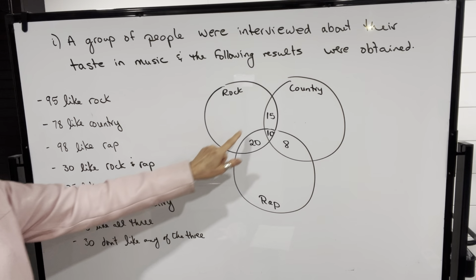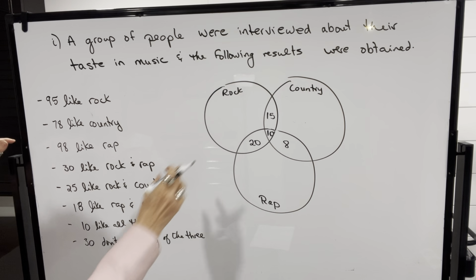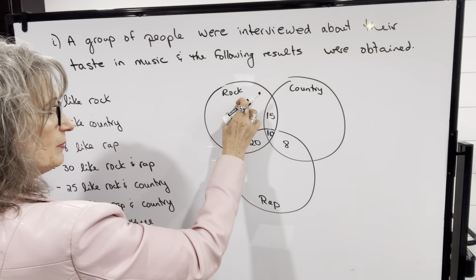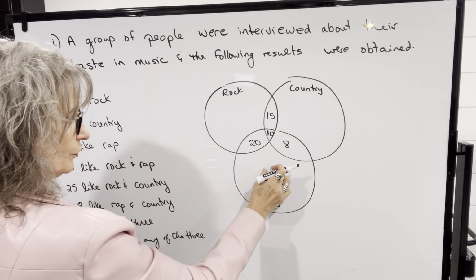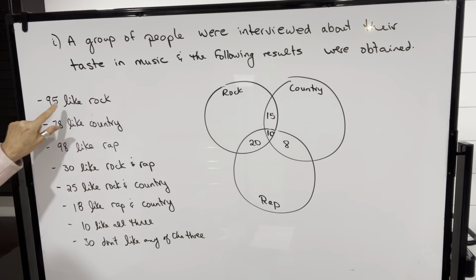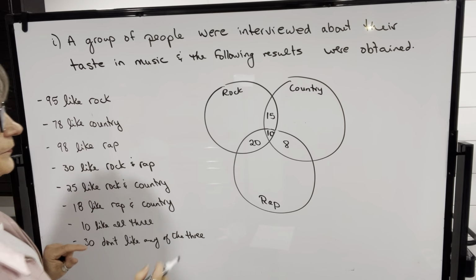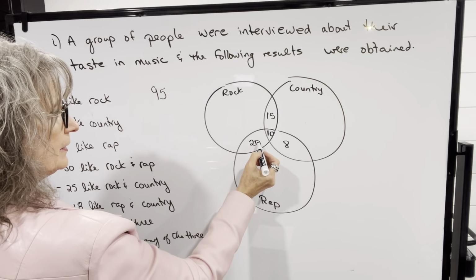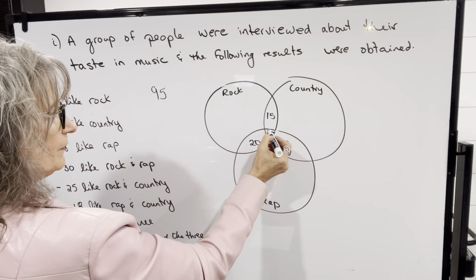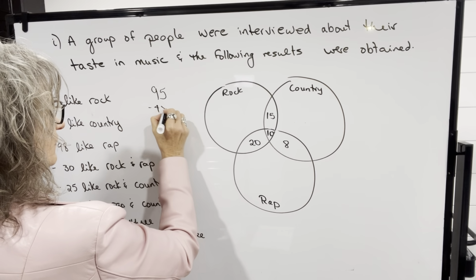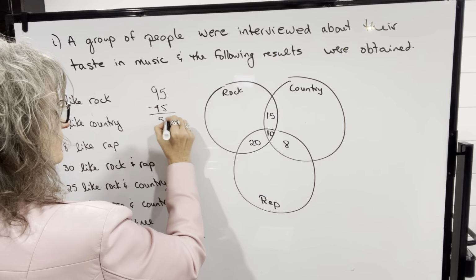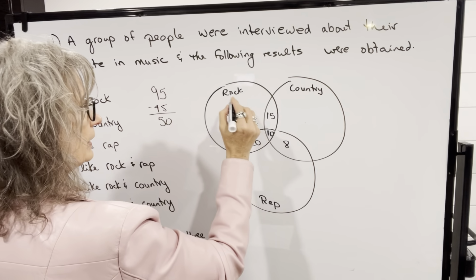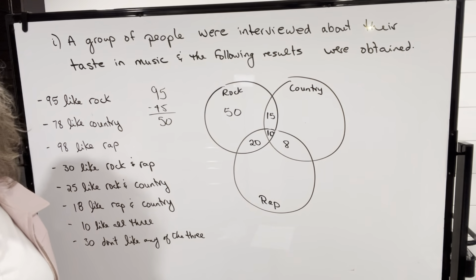Now that we've got those amounts, now we can look at how many elements or how many people are in each of those parts of our circles. So if 95 like rock, we've got 95, and we're going to subtract these 3 amounts here. So that's 25, 45. So if we subtract 45, that's going to give us 50. So 50 people like rock and no other types of music.